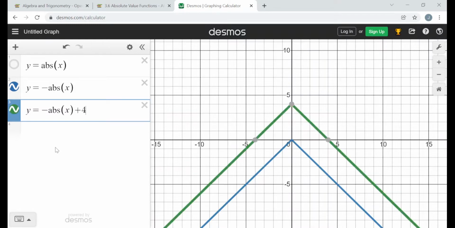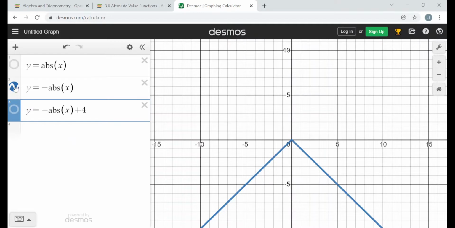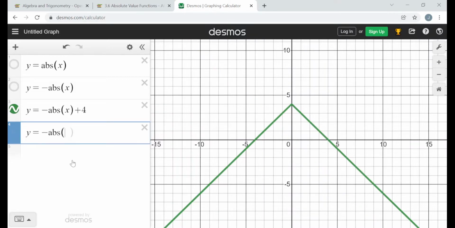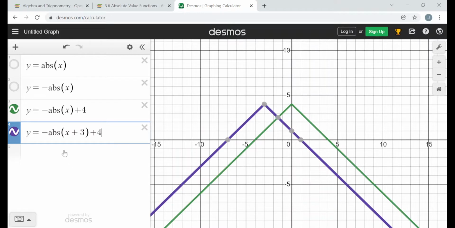See, it moved up 4 now. And then replaced x with x plus 3. Sorry, we're on this graph. Then replaced x with x plus 3 to move it left 3. You see the graph of the green is moved left 3 to be this purple graph. And this has all the points that I drew by hand. The vertex is negative 3, 4, as I said. The y-intercept is 0, 1, and the x-intercepts are 1, 0, and negative 7, 0. Exactly like I wrote out on paper. Great.